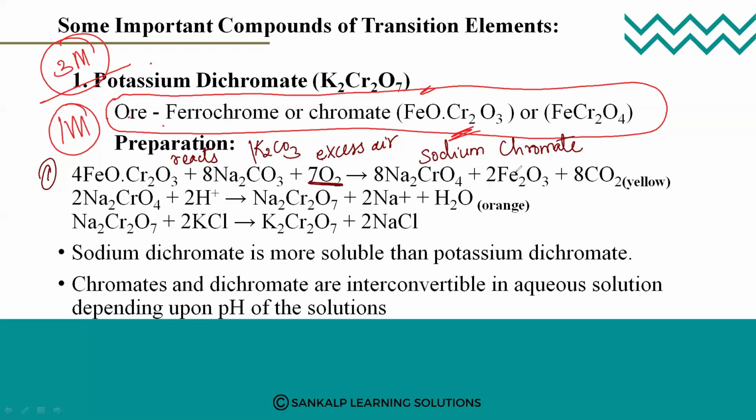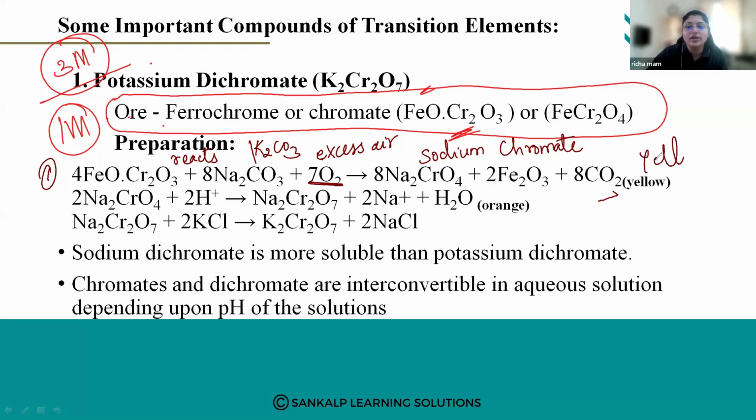So if you take sodium carbonate, you are going to get sodium chromate. If you take potassium carbonate, then you'll get potassium chromate here, plus carbon dioxide. The color of this reaction mixture is yellow. You get a yellow color solution.